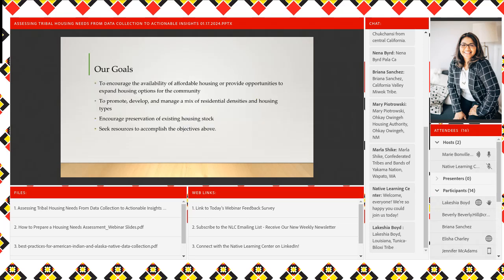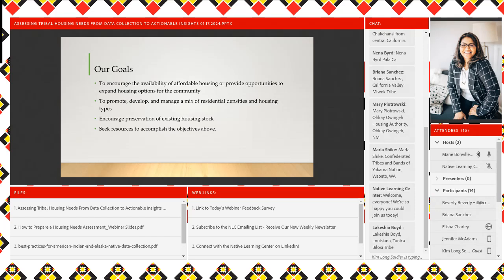So what are those goals? What do they look like? To encourage the availability of affordable housing. From the looks of it, I've got several housing authorities in the room, maybe some tribal housing departments, human services from other departments within the tribe. So there's a lot of folks that hang their hat on the need for housing and how they support their community. We promote, develop, and manage a mix of residential densities, right?